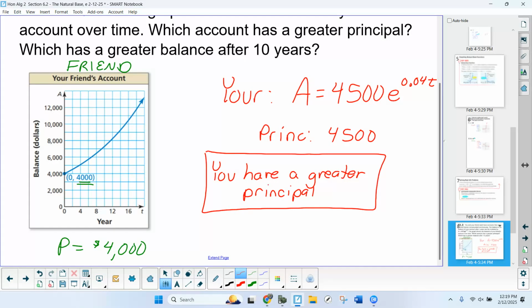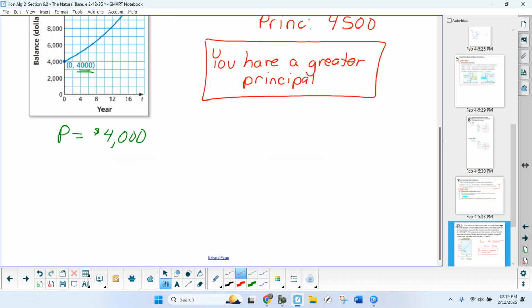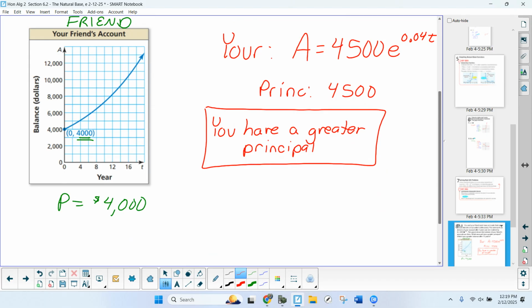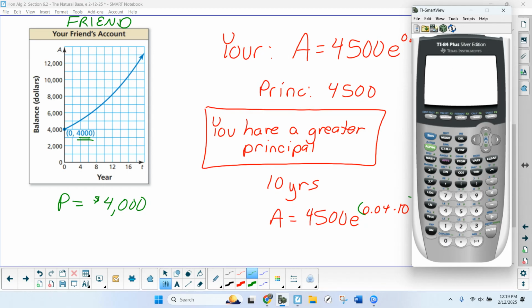Now, the next part says, which account has the greater balance after 10 years? Well, let's find how much you have in 10 years. How do we figure that out? Plug in 10 for T. Now, if you're old school, you have to have parentheses around that because mine doesn't have math type. So I'm going to come to my calculator and do 4,500. Since I'm raising it to a power, I'm going to use the E on the left. 0.04 times 10, and then close my parentheses.